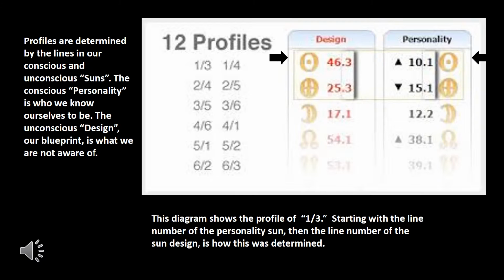Study the diagram. Profiles are determined by the lines in our conscious and unconscious suns. The conscious personality is who we know ourselves to be. The unconscious design, our blueprint, is what we are not aware of. This diagram shows the profile of a 1-3. Starting with the line number of the personality sun, then the line of the design sun is how this was determined.